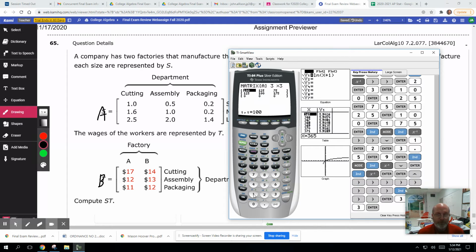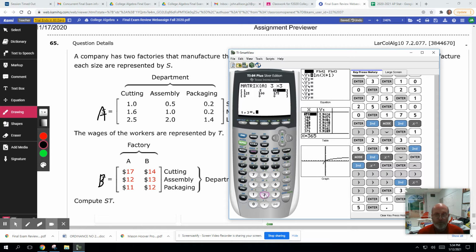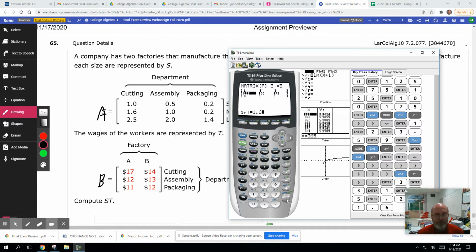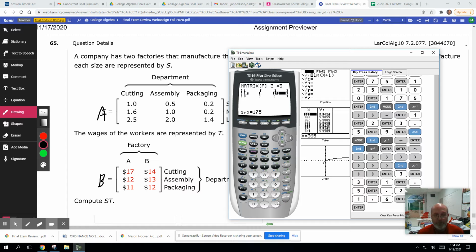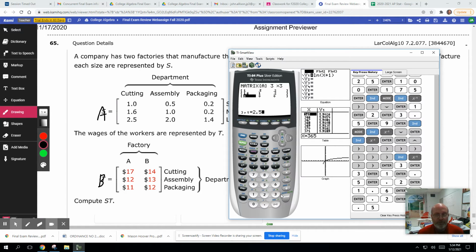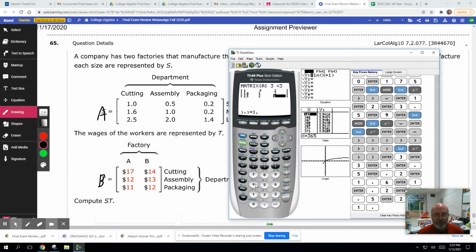Then we're going to load the matrix with 1, 0.5, 0.2, 1.6, 1, and 0.2, 2.5, 2, and 1.4. This matrix represents the number of hours it takes for each part of the assembly process for a small boat, a medium boat, and a large boat.